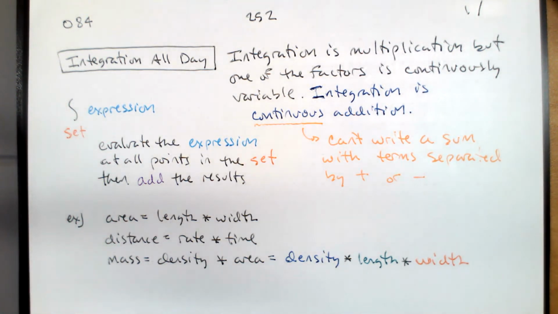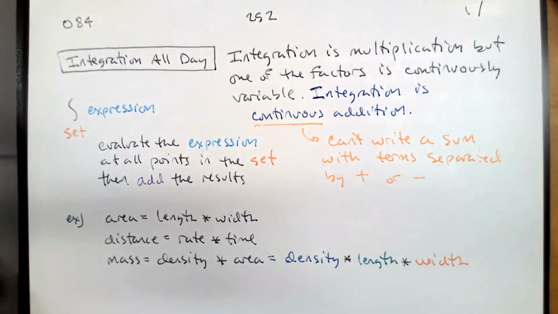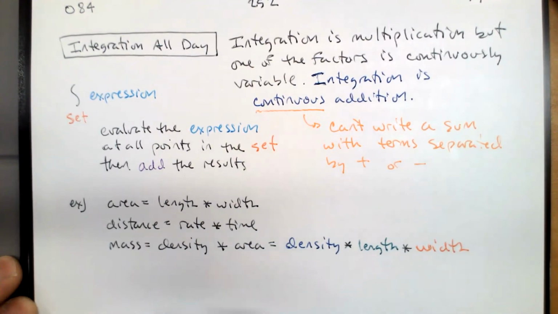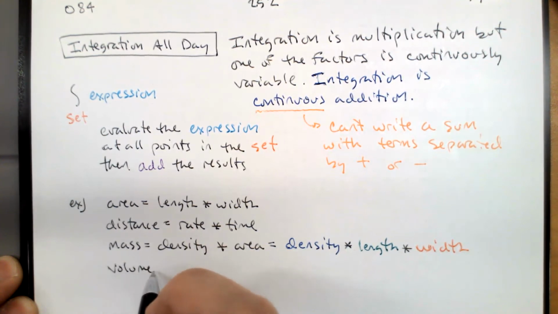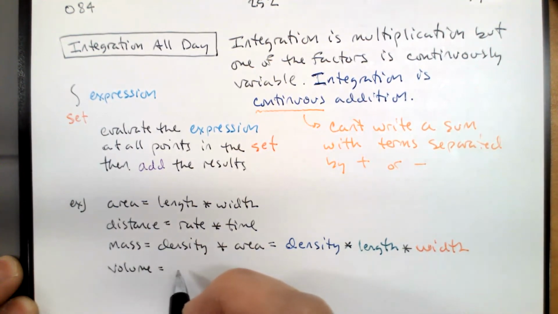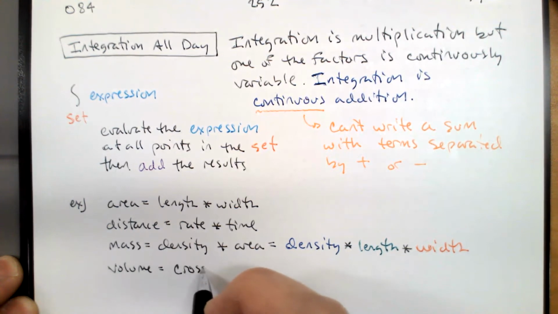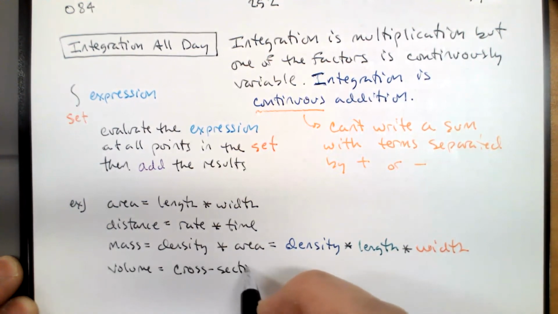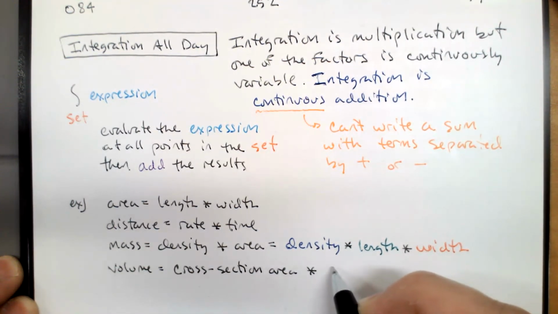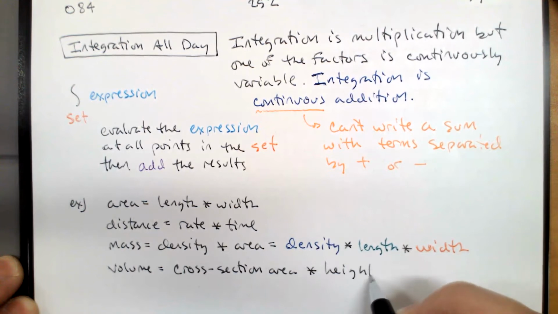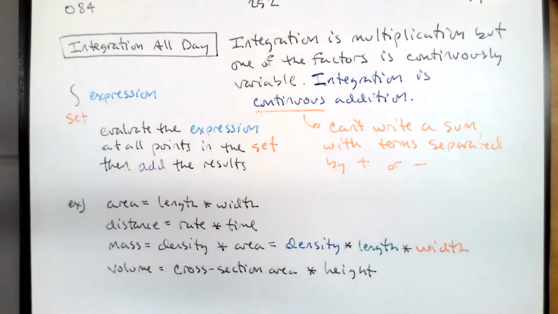So we want to look at some other applications of integration, which means we have to look at some other applications of multiplication. Another one that we want to look at is volume. Volume is going to be area of the cross section multiplied by height.